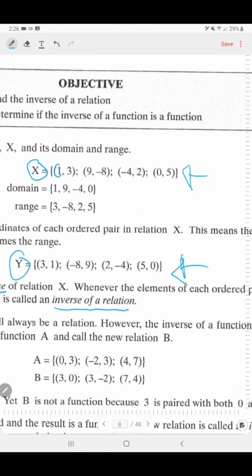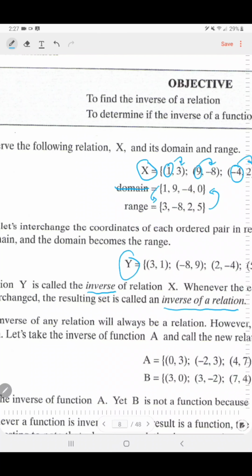You take your X's and then change them for the Y. So you're flipping X's and Y's. So 1, 9, 4, and 0. Those are your X's right now. And then they want you to turn them and change places with range. So you're going to flip these two. Basically, the range becomes your domain, and the domain becomes your range.